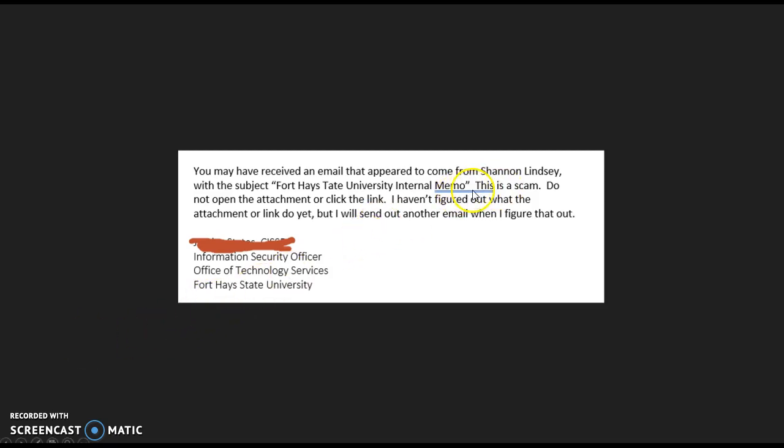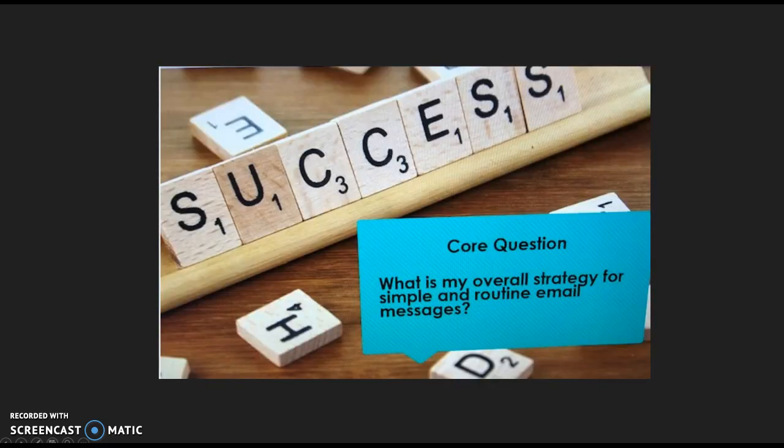This one is underlined because they forgot a period, and it's telling the writer, you forgot a period. Well, the core question was your strategy for simple and routine email. I hope that this has given you some insights into that subject.